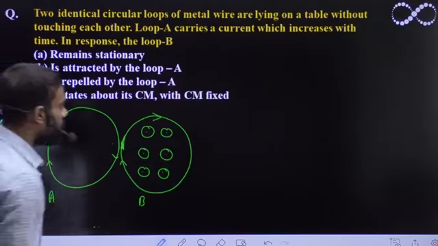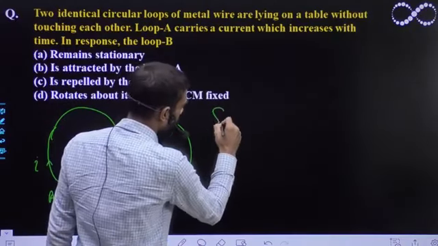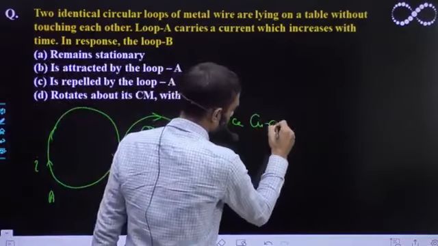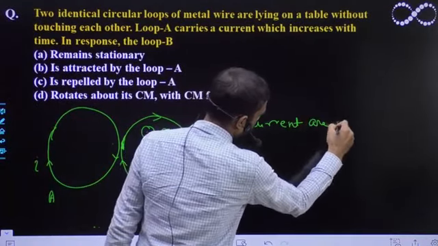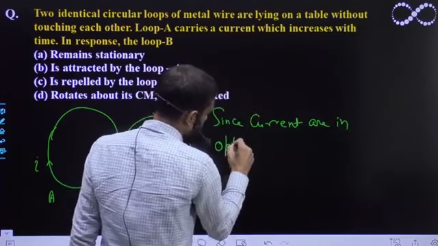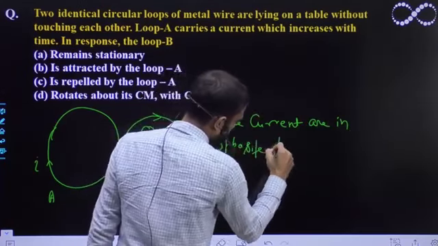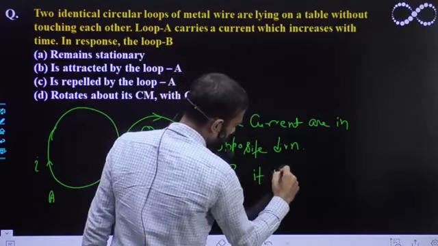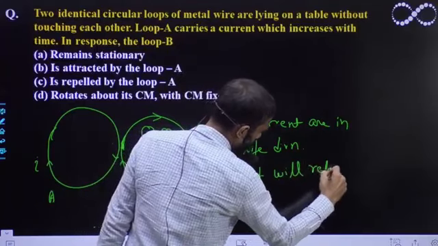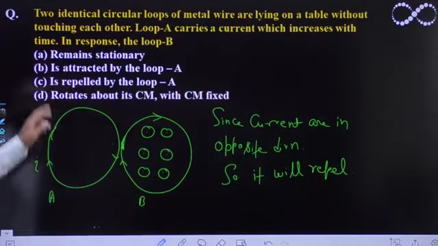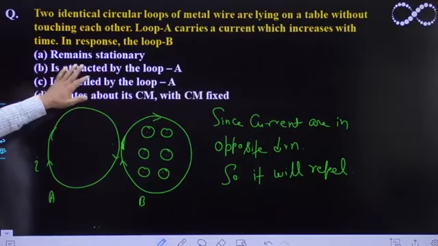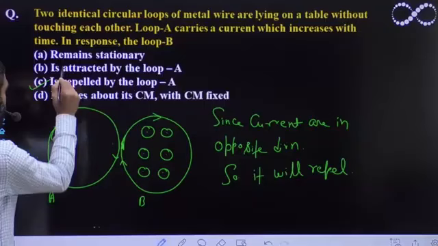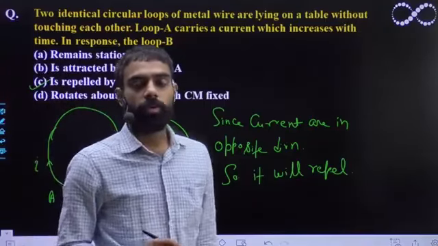So see which option is coming here. Since currents are in opposite direction, it will repel. So see which option is coming: remains stationary, which is wrong; is attracted by, is also wrong; is repelled by loop A. So this is correct. Okay students, I hope you understood this question.